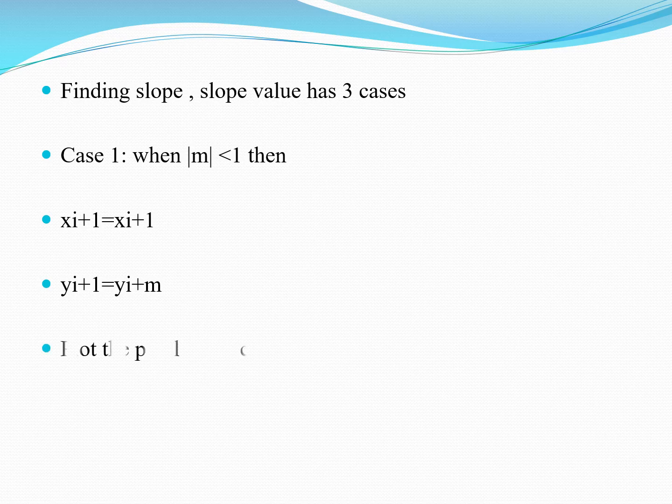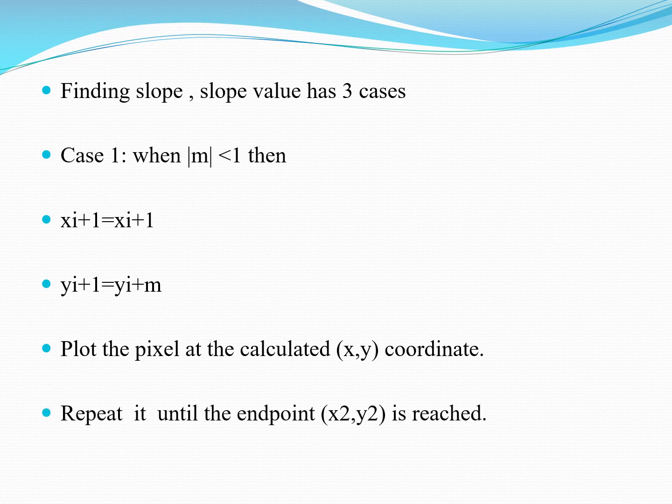Now, after getting these incremented pixels, we use these pixel values to draw the next pixel coordinates. So how long do we continue this? It will continue until we reach the x2, y2 point, meaning we reach the end point of the line. So we have to stop there. This algorithm stops when we reach the x2, y2 pixel values.